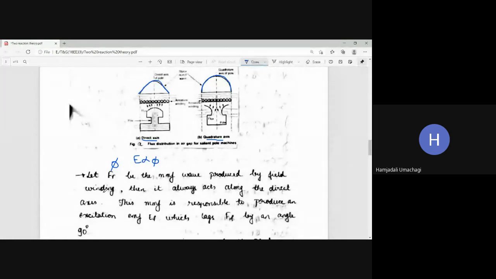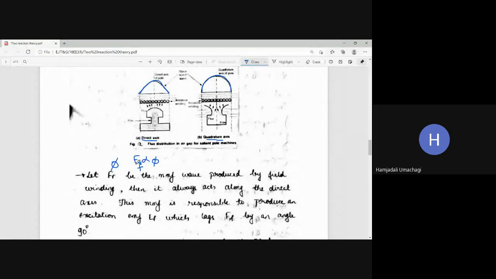Let FF be the MMF wave produced by the field winding. This FF is the field produced by the field winding, which is going to give us the flux value phi. It always acts along the direct axis. This MMF is responsible for producing an excitation EMF. So because of this FF, there will be an excitation voltage EF. This voltage is because of the field flux, and it is denoted as EF.